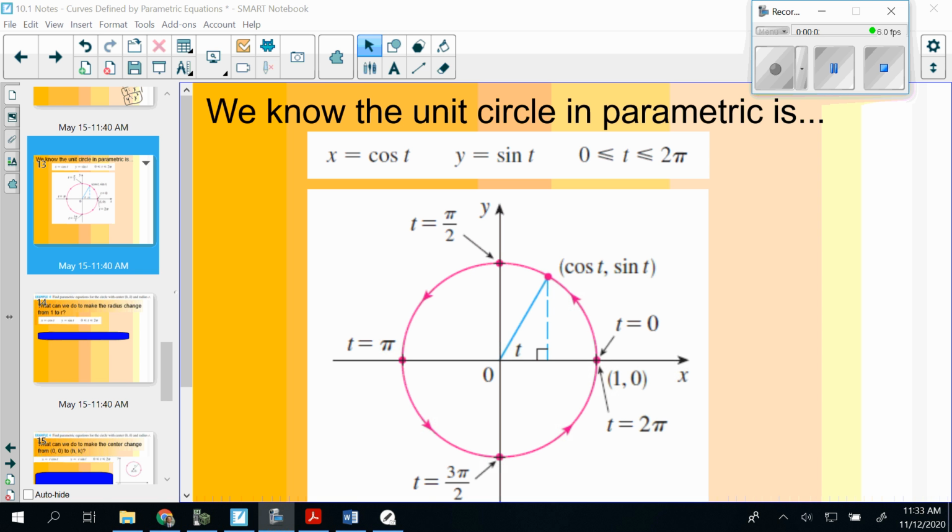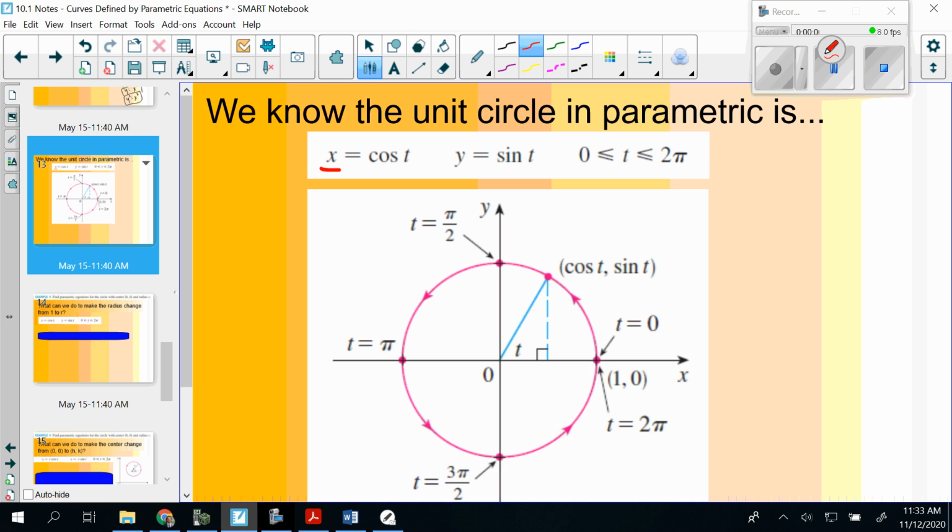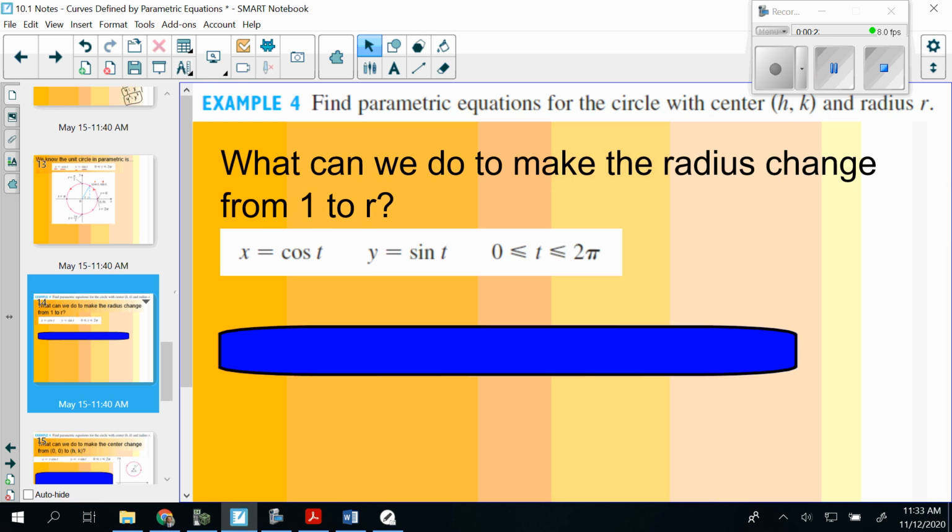All right, from previous examples, we know that the unit circle parametric is where x is equal to cosine t, because when you graph on the unit circle, x is your cosine value, and y is equal to sine t, because on the unit circle, y is your sine value. And you get this graph, and you travel around it in that counterclockwise direction like you learned in trig.